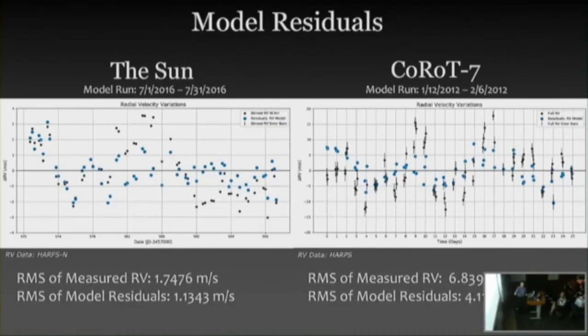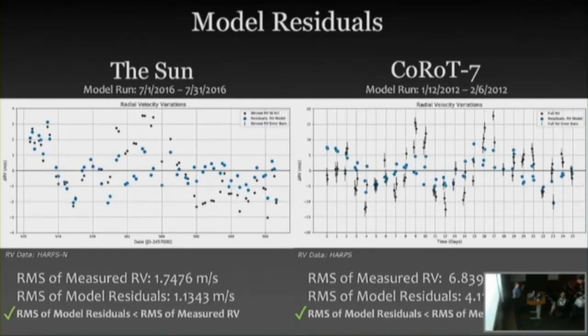And we see that if we take the RMS of the measured radial velocities for both stars, and then we take the RMS of the residuals, the number is significantly lower in both cases. And for an RMS, that's a good sign. That means that the model is doing something right. It is fitting to the data, even though we have the correlation problem and other factors.